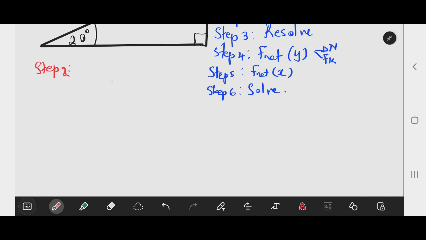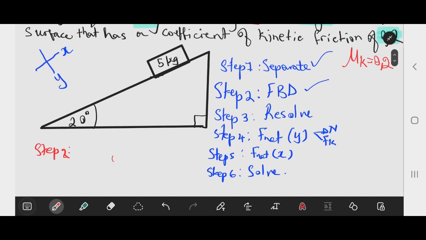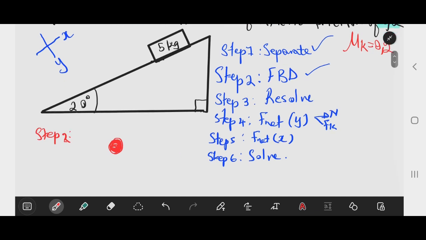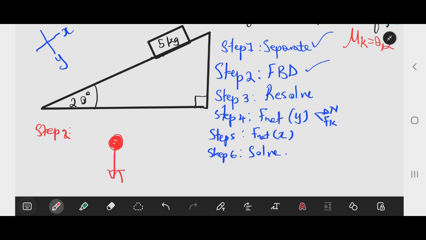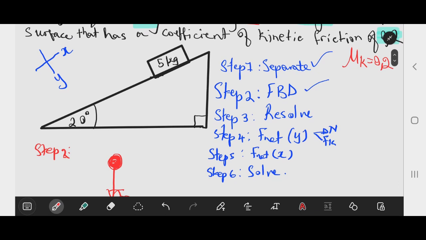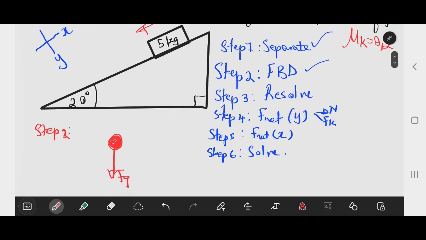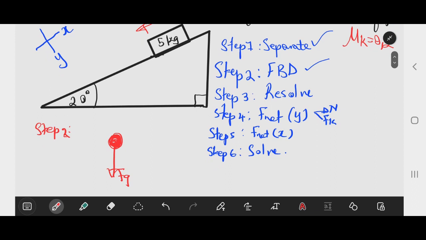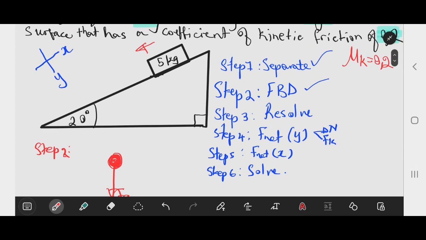In the free body diagram of this object, we represent it with a dot showing the center of mass. Since we have mass, we have gravitational force acting downwards. And remember, the object is moving down the incline, so it is sliding down the incline. So the forces that we have are Fg, which is going downwards, and the normal force, which acts perpendicular to the surface.